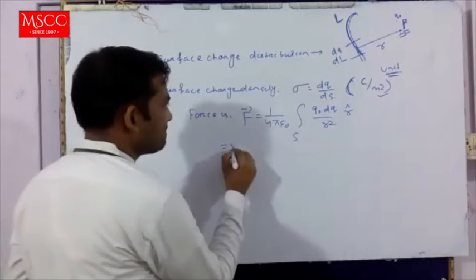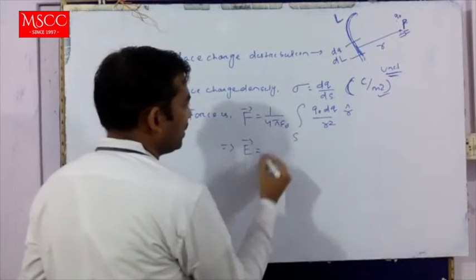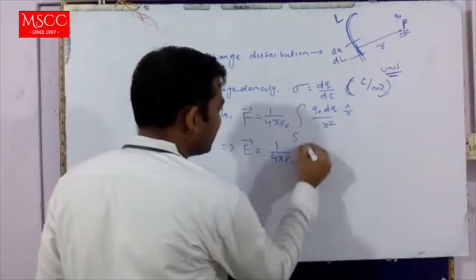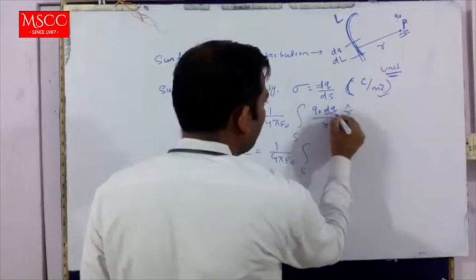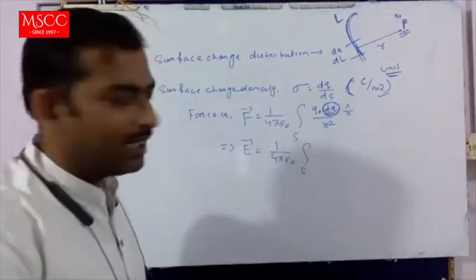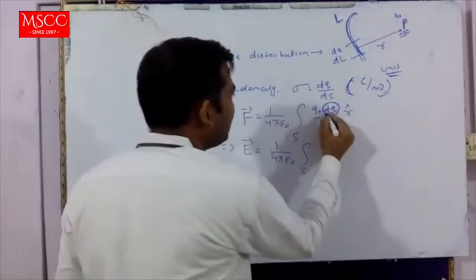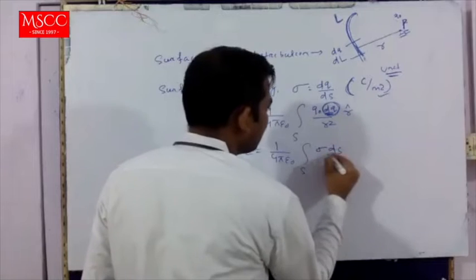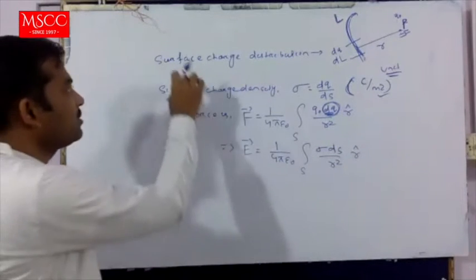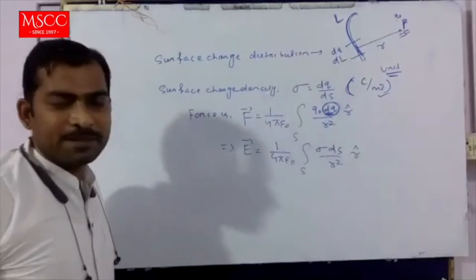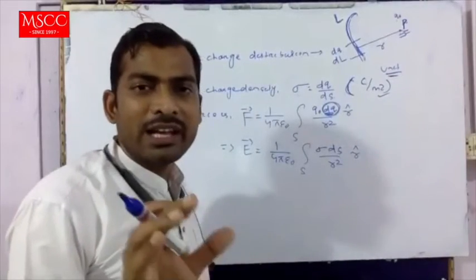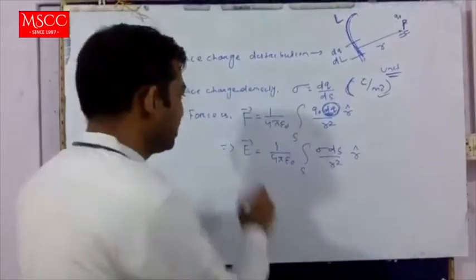That means E equals 1 by 4 pi epsilon naught integral, in place of dq, write sigma into ds, by r square r cap. This is for surface charge distribution, the electric field intensity at a point due to a small elementary surface. This is the expression.